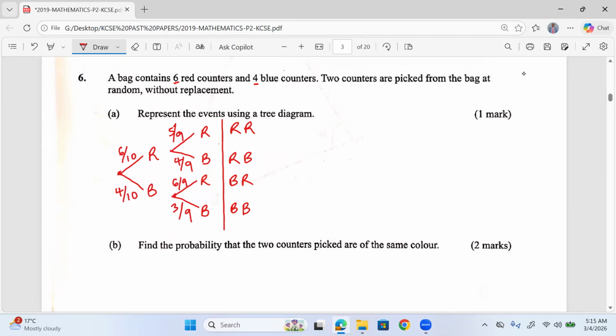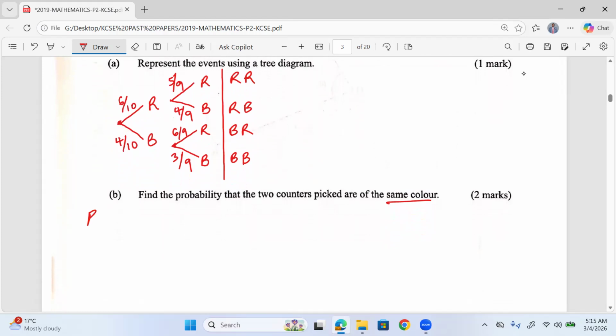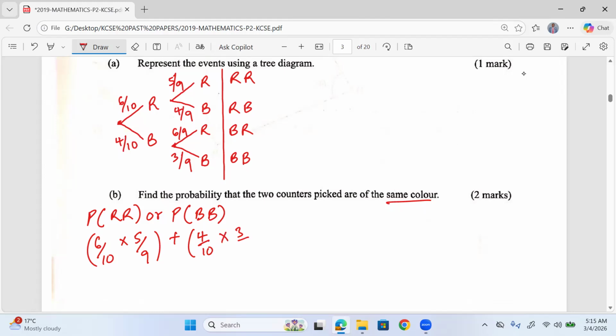Part B of this question: find the probability that the 2 counters picked are of the same color. So same color will mean probability picking red, then red, or probability blue followed by blue. So the first case, red, red, should be 6 over 10 multiplied by 5 over 9. Or probability blue, blue. This is 4 over 10 multiplied by 3 over 9.